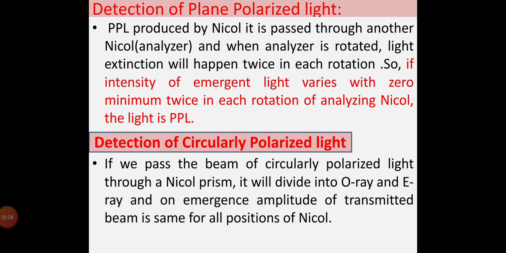Next is the detection of circularly polarized light. If we pass a beam of circularly polarized light through a Nicol prism, it will be divided into the O component and the E component. On emergence, the amplitude of the transmitted beam is the same for all positions of the Nicol. Circularly polarized light gives the same effect as unpolarized light. So these two cannot be distinguished by the Nicol prism alone.